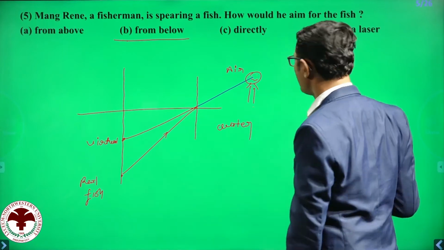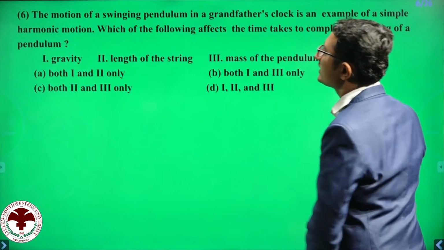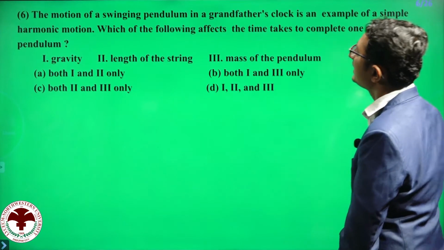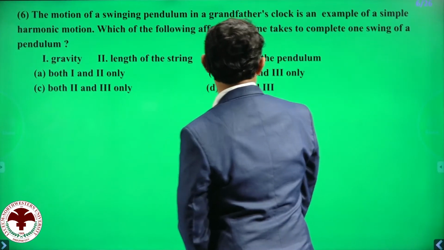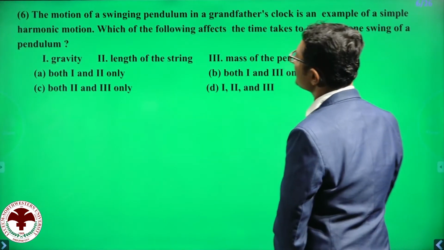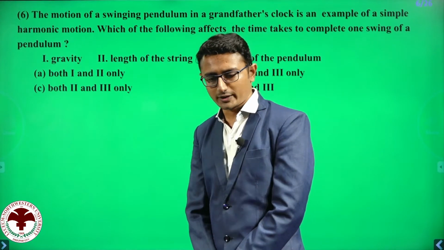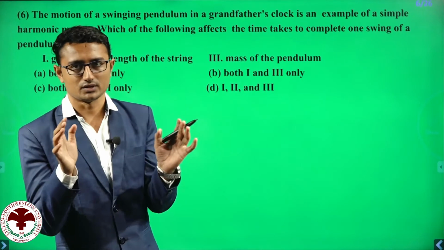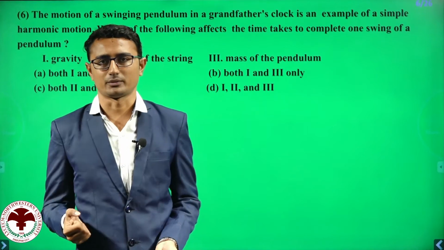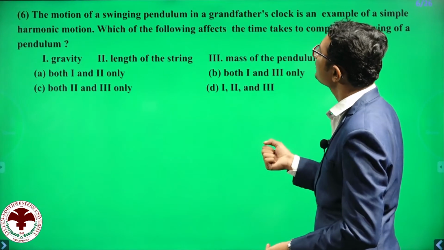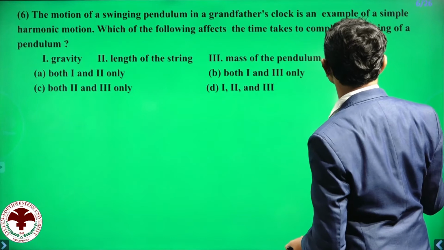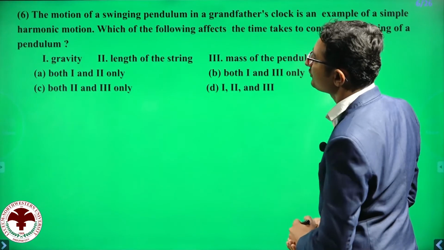Okay, clear? Now moving to the next question. The motion of a swinging pendulum in a grandfather's clock is an example of simple harmonic motion, that we know very well. Which of the following affects the time it takes to complete one swing of a pendulum?